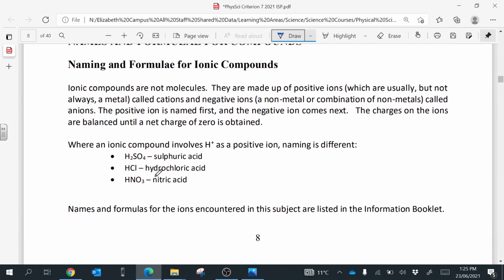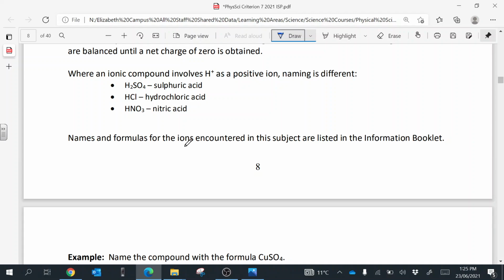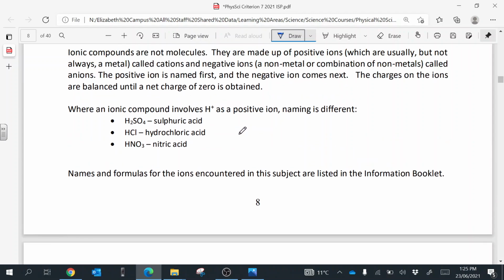Here we're in a different kind of rule. Here we call things acids when they have a positive H plus as an ion. And the naming is slightly different. So this one is sulfuric acid, hydrochloric acid, and nitric acid. And we'll have a look at those in more detail a bit later on. Names and formulas for the ions encountered in this subject are listed in the information booklet or your information sheet.